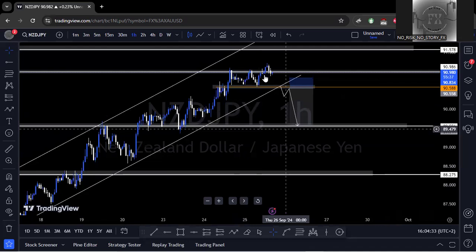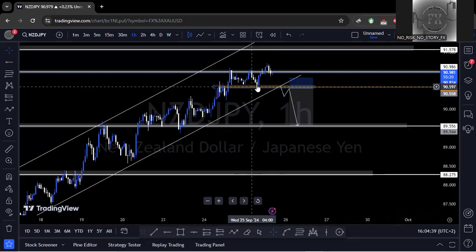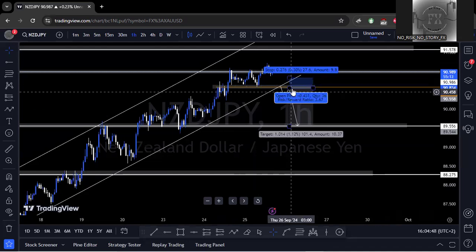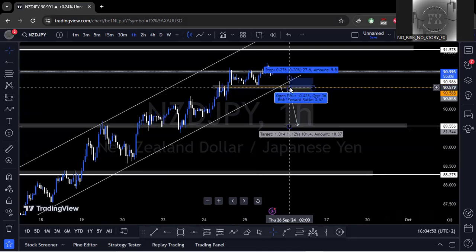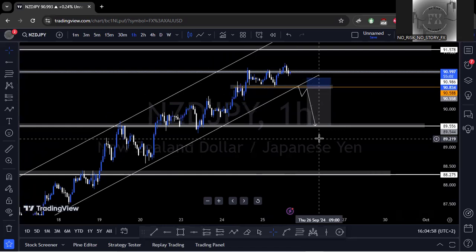So I'm expecting this one to come back around here, break this, what we can call a higher low. Yeah, break this higher low and form a lower low to then push and make a lower high to then sell to the downside. So this is my current prediction for NZDJPY.